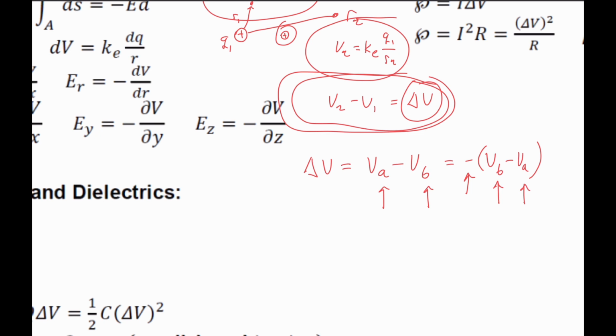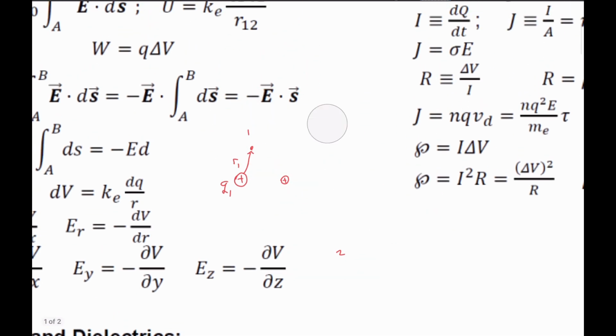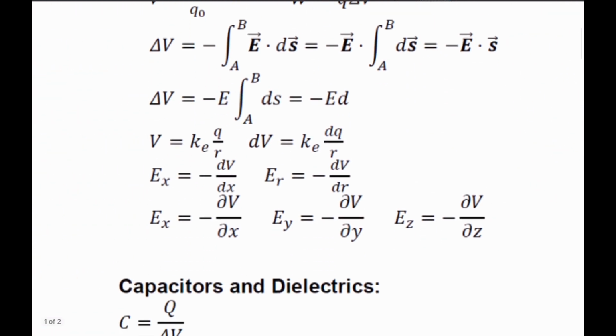If VA is bigger than VB, then VA minus VB will be positive. But if VA is smaller than VB, meaning VB is the bigger number, then this whole thing here will be negative. And if you flip them, you will spit out another negative sign here. So not too important to know that. I'm just kind of sharing it because it's what I think about when I look at these equations.